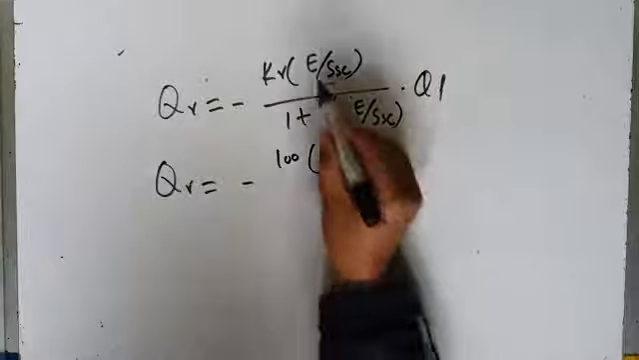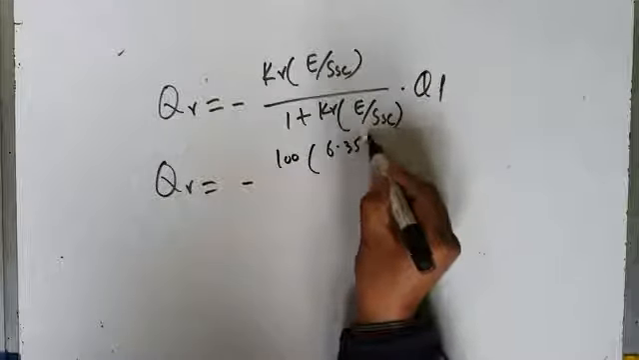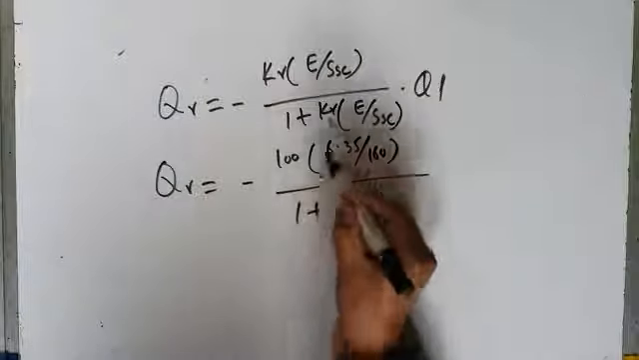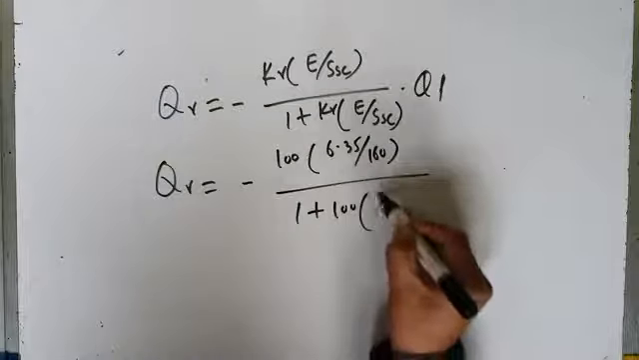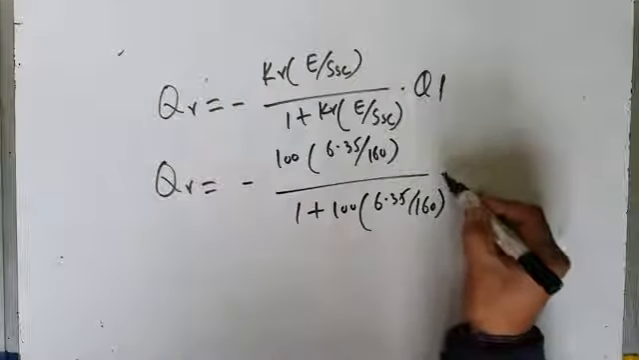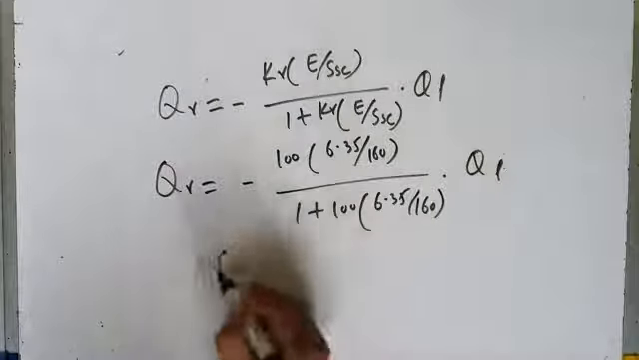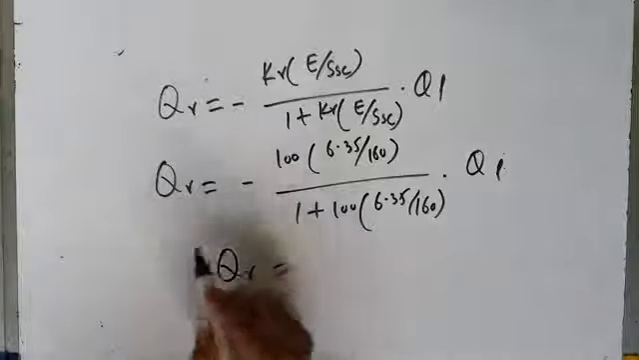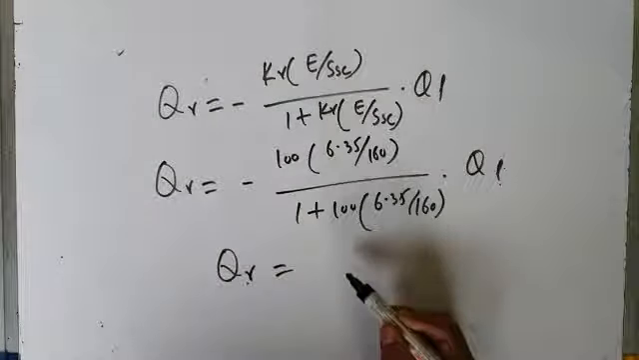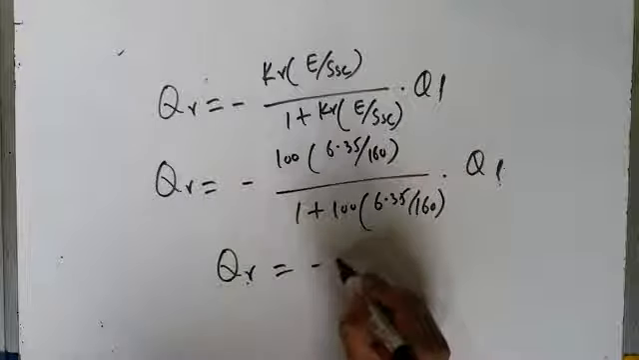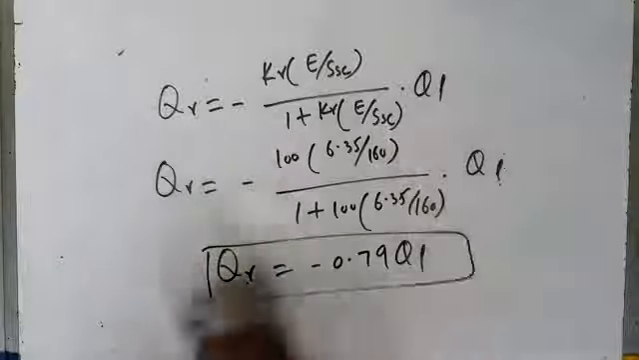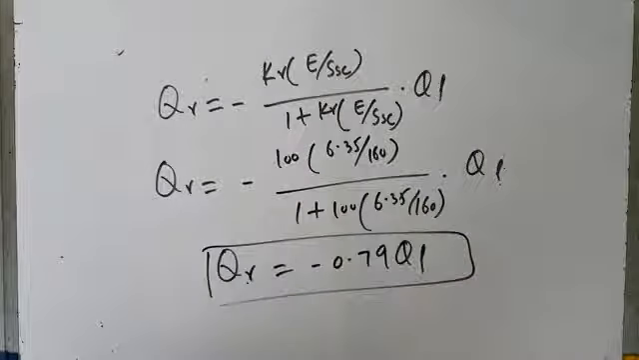So Q gamma is equal to minus K gamma, which is 100, E is 6.35, SSC is 160, divided by 1 plus K gamma 100 into 6.35 by 160, into QL, where QL is the load reactive power. So the relationship between compensator injected power and load reactive power, as per this equation, comes out to be minus 0.79 QL. Q gamma is minus 0.79 QL.